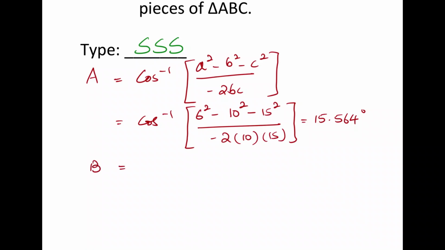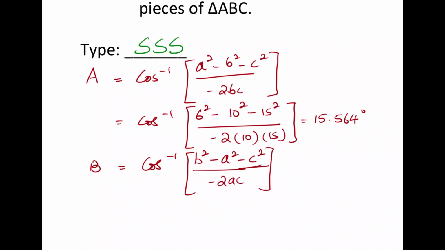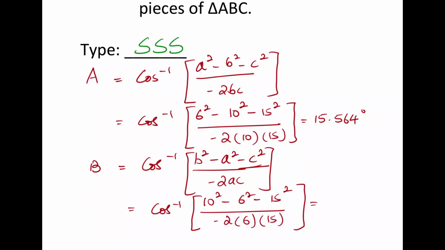Now, angle B. The formula for finding angle B, the second one on the right-hand side, is the inverse cosine of (B squared minus A squared minus C squared) divided by negative 2AC. And again, I'm going to plug it in. So first comes B squared, so 10 squared minus 6 squared minus 15 squared, and then negative 2 times A times C. At this point, pause and do this yourself and check your answer.